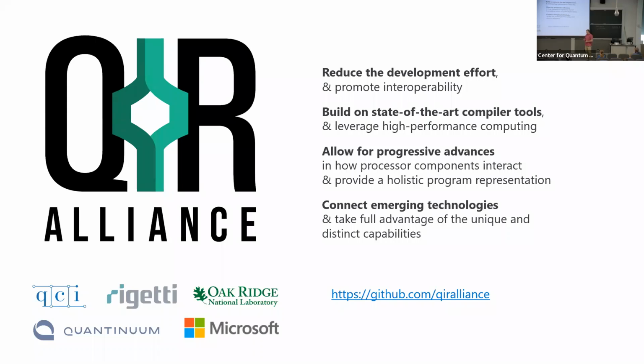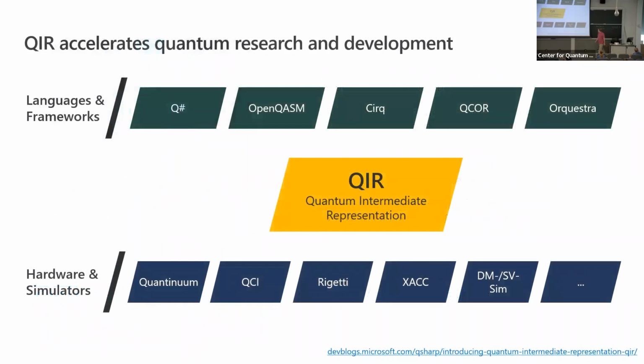But we also want to be able to connect to emerging technologies. Whatever comes next, we want to be able to connect to it. So that's the idea behind QAW, and it's very active. People contribute interfaces to it. At Oak Ridge, the compiler team provided interfaces for QCore, and that also allowed some other languages like Cirq and Qiskit to be compilable to QAW.